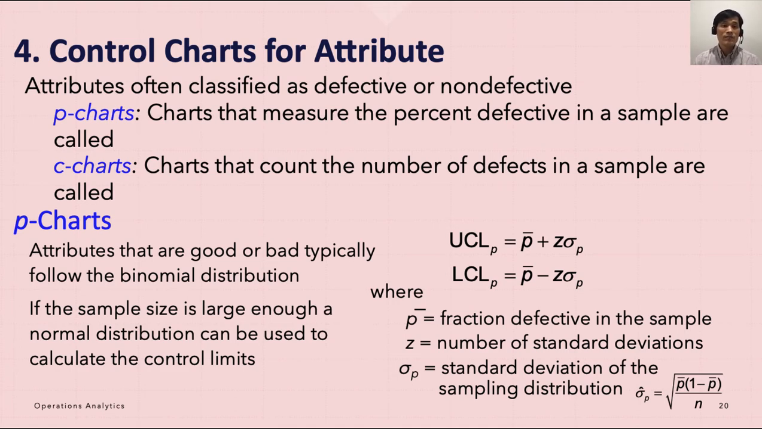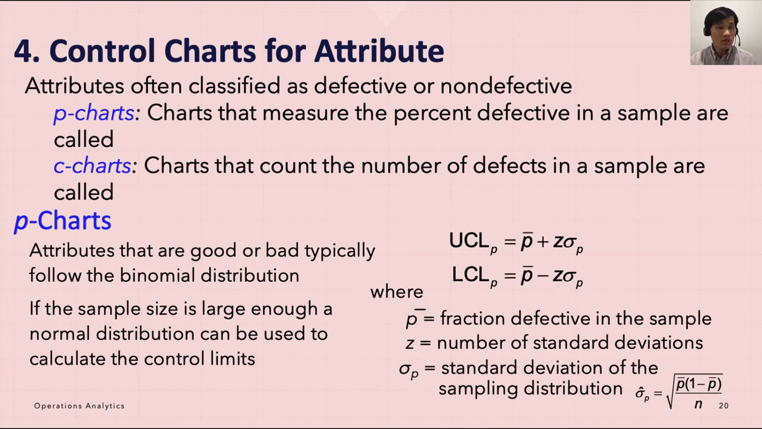So it follows a different sampling method, and also distribution. At that time, we have to use different types of chart, and they are P chart and C chart. P chart measures the percent defective in a sample, and the C chart is counting the number of defects in a sample. So let's first look at P chart.